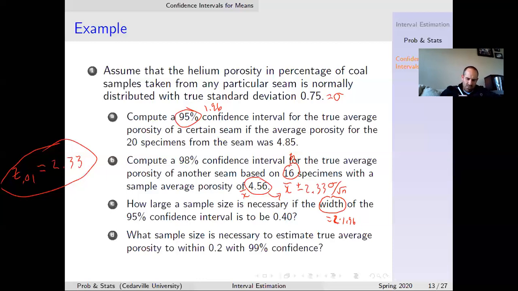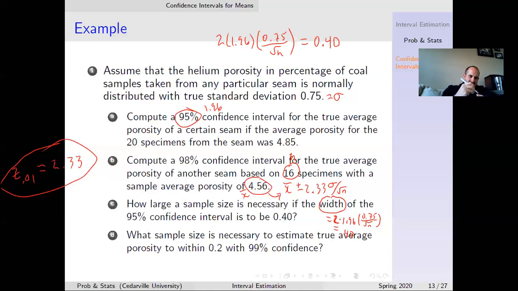And then it's going to be sigma, which is 0.75, over the square root of n. And what do I want this width to be? I want it to be equal to 0.40. So let me just write that formula up here. You get 2 times 1.96 times 0.75 over the square root of n. I want that to be equal to 0.40, and you would just solve for n.